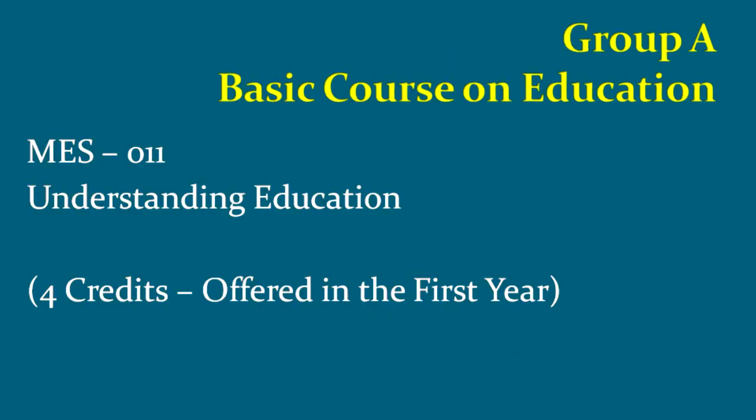What are the specific courses that are included in the different groups of the program framework? Just like you see Group A, basic course on education. The course code is MES011 and the course title is Understanding Education. This is a four credit course, and it is offered in the first year of this program. So friends, this is a type of foundation course, a type of bridge course for the learners, as the minimum eligibility to pursue this MA Education program is a bachelor degree.